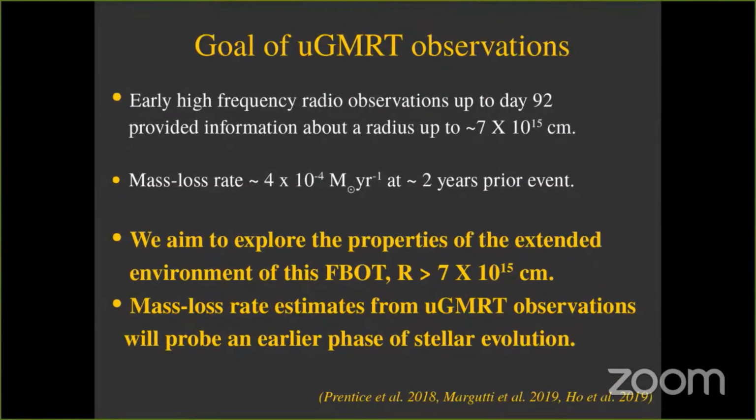So keeping this in mind, we set our goals. To be particular, the high-frequency observations in the literature followed the event until day 92, and they probed a radius up to 7 times 10 power 15 centimeter around the explosion. From their synchrotron spectrum, the mass loss rate was derived as 4 times 10 power minus 4 solar mass per year. So these observational epochs correspond to a time 2 years prior to the event. This is the mass loss rate of the progenitor system roughly 2 years before the explosion happened. So we aim to explore the properties of the environment beyond the radius of 7 times 10 power 16 centimeter, and to look at the mass loss rate of this progenitor system at an earlier phase of evolution, much before 2 years.